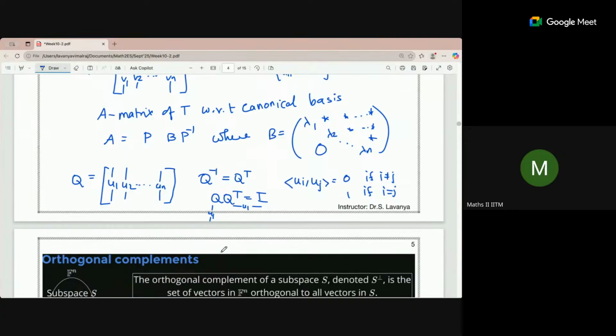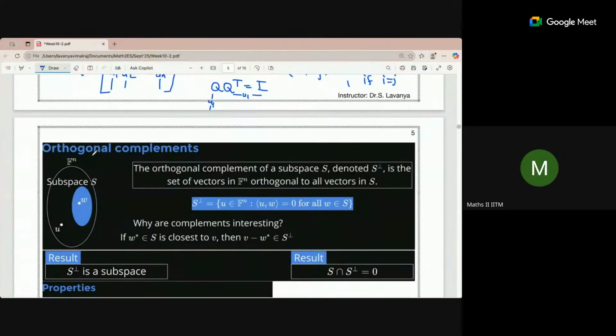Okay. If you want, of course, you can write and see that the entries of this QQ transpose are basically the inner products UI, UJ. All right. So next, we are moving to orthogonal complements.